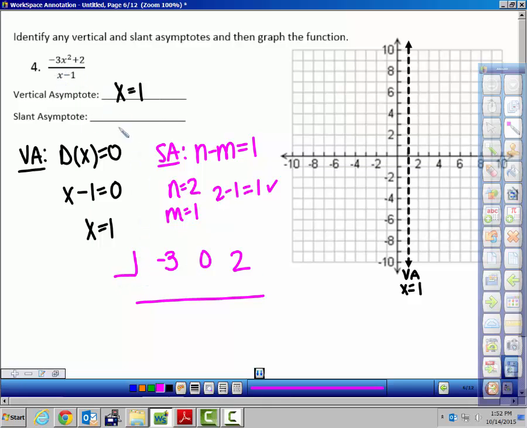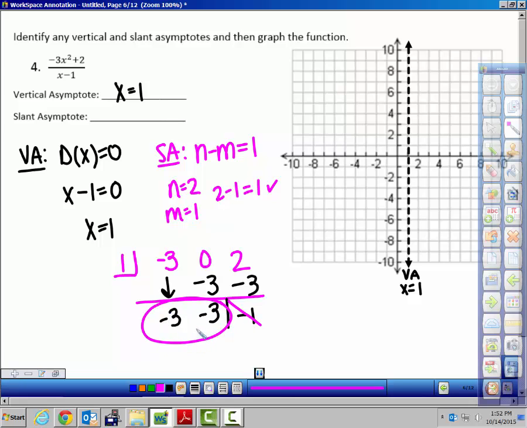And then what you're dividing by is x minus 1, so the 0 there would be a +1 that you're going to use. So the -3 drops straight down, times 1 is -3, adding gives you -3, multiplying -3, which gives you a remainder then of -1. When we are doing our polynomial division for slant asymptotes, we don't care about the remainder. This is all we're worried about.